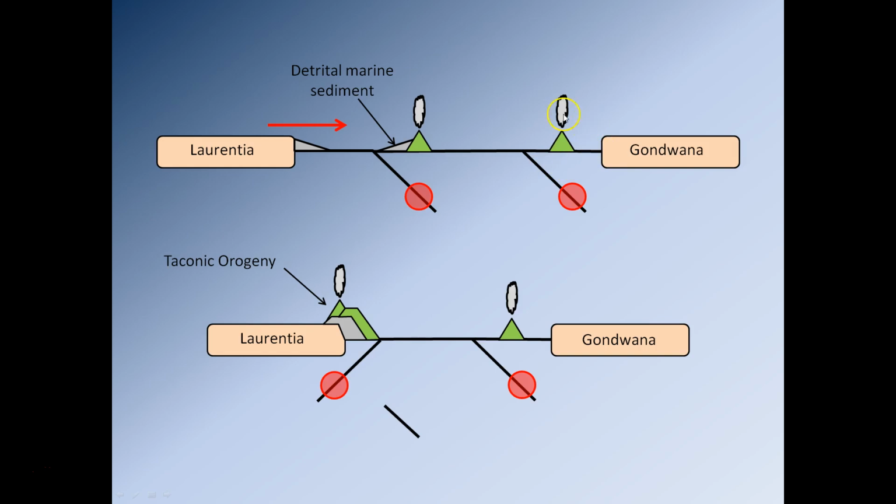At the same time, we also have subduction on the other side of the ocean basin. That's destroying oceanic crust over here by Gondwana. And that's helping to destroy the oceanic crust, meaning that Gondwana is now on a collision course with Laurentia.